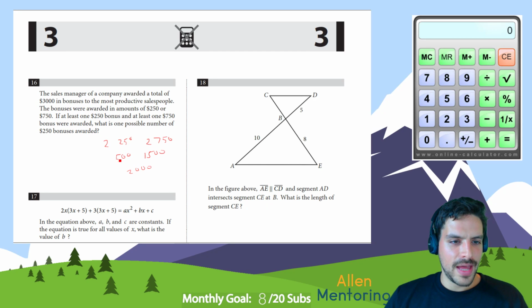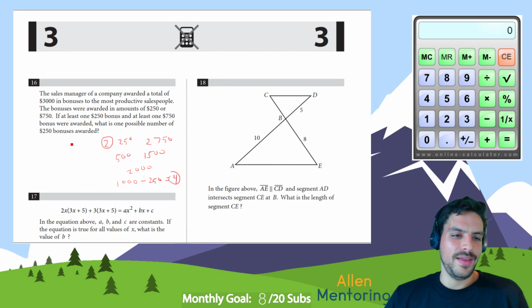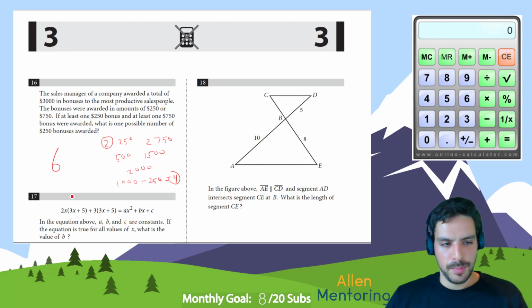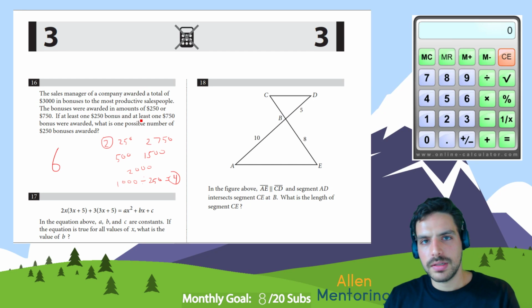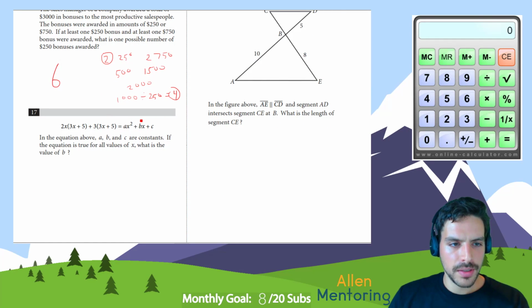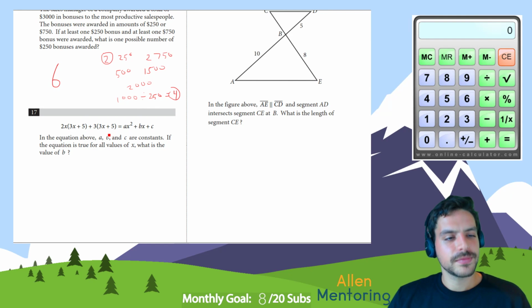Okay, and then that means that we have 1,000 left. Let's see how many more 250s we can get from there. In 1,000 we get 4 more $250 bonuses, plus our 2 initial ones. So in total, in this case, we have 6 $250 bonuses awarded. But obviously, you can get different answers if you chose, for example, one $750. So it's a pretty easy problem, and you have multiple solutions for that.